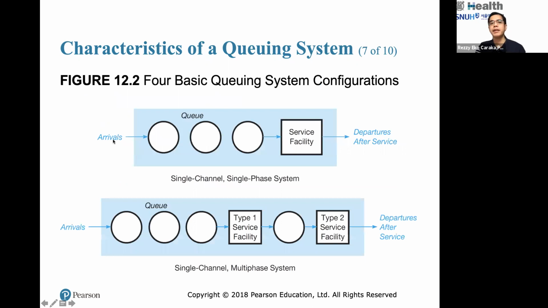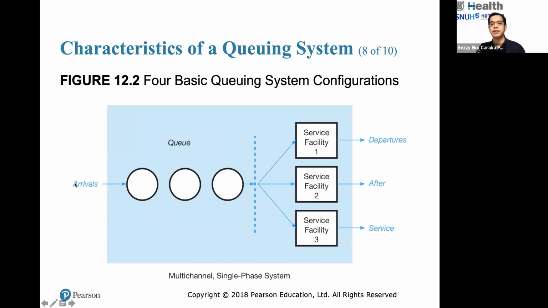Here is the basic system configuration. First, the single-channel, single-phase system. We have the waiting line, our queue, then the service facility, and departure after service. And here is the example of a single-channel, multi-phase system. This is our waiting line, the queue. Phase 1 is the service facility. Then we can provide another waiting line again. And phase 2 is also a service facility, with departure after service. So this is the example of the single-channel, multi-phase system in the queuing system.